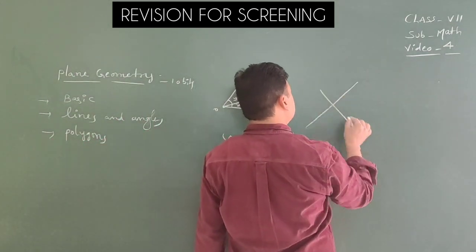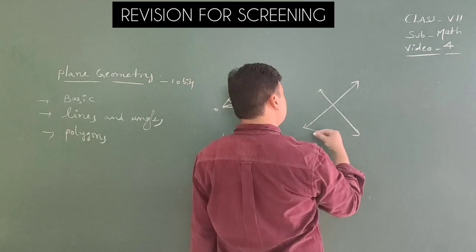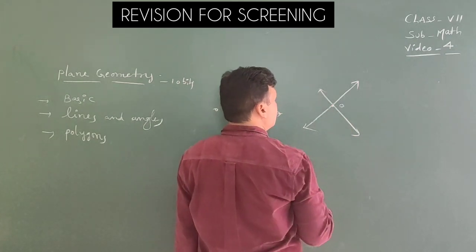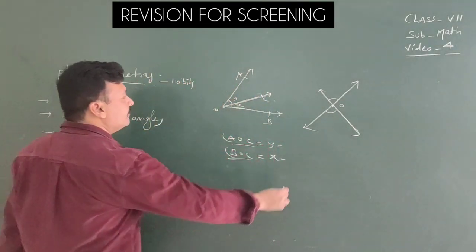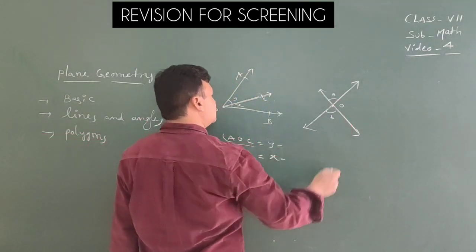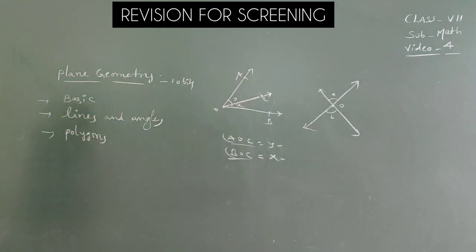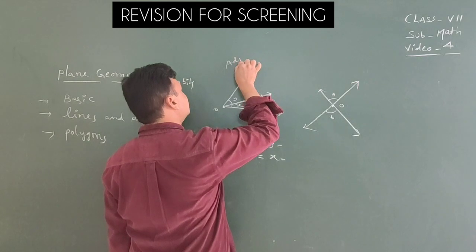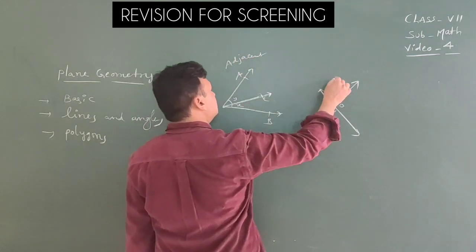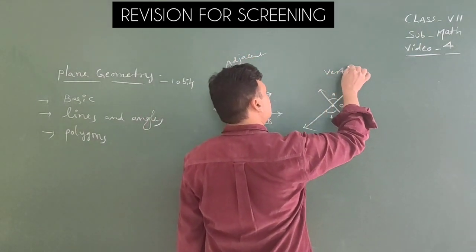Vertically opposite angles. When two lines intersect each other, they have a common vertex and they don't have a common arm. Then the given angles are vertically opposite angles. Adjacent means common vertex and common arm. Vertically opposite means common vertex but no common arm between the two. These are adjacent. These are vertically opposite angles.